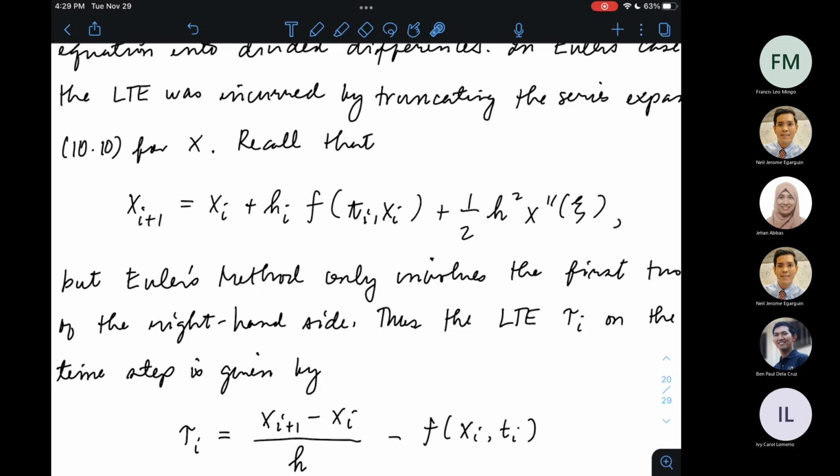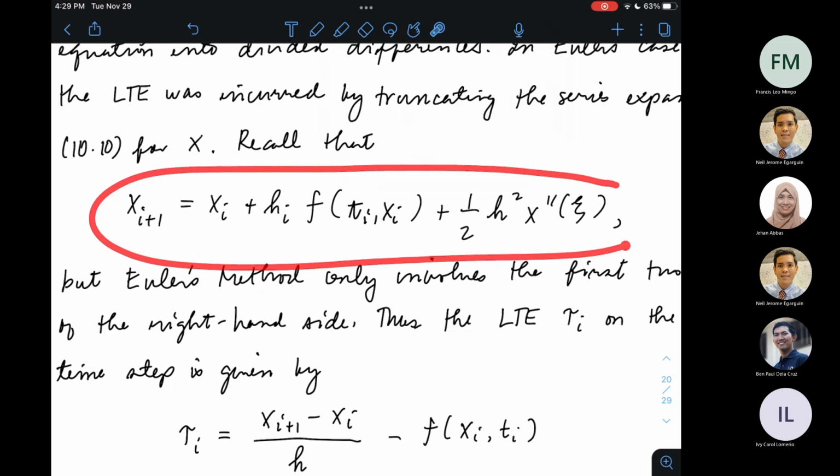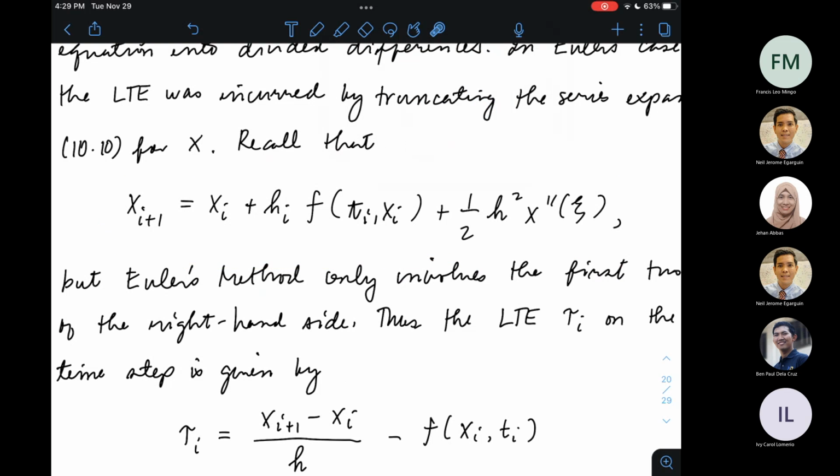But if we want to quantify the local truncation error, titingnan natin from this exact expression. Ano yung value natin para kay x sub I plus 1 minus x sub I all over h sub I? Kasi yun theoretically dapat yung magiging expression natin para dun sa right-hand side.